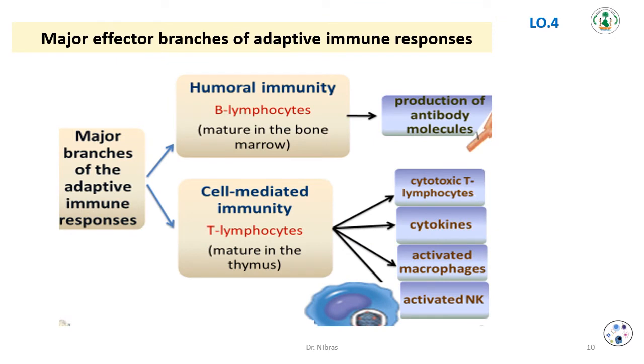Major effector branches of the adaptive immune response: humoral immunity by B lymphocytes, which mature in the bone marrow, and cell-mediated immunity by T lymphocytes, which mature in the thymus. Humoral immunity works through production of antibody molecules, while cell-mediated immunity works through cytotoxic T lymphocytes, cytokines, activated macrophages, and activated NK cells.